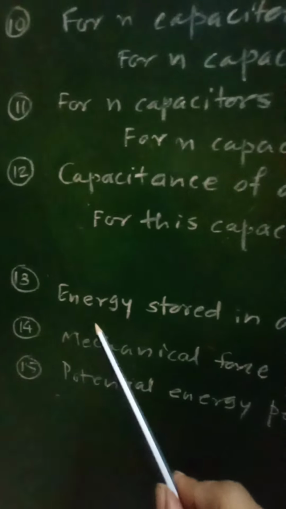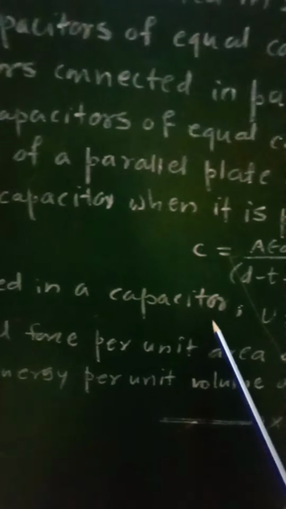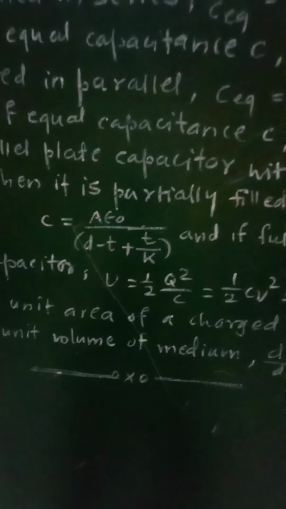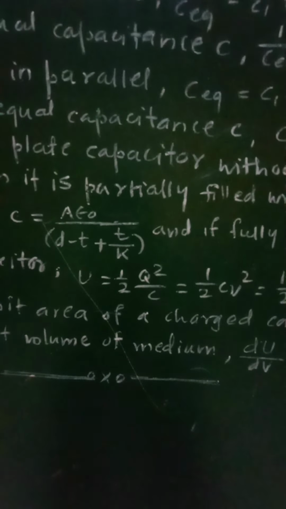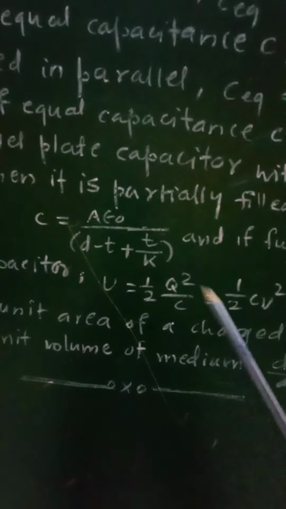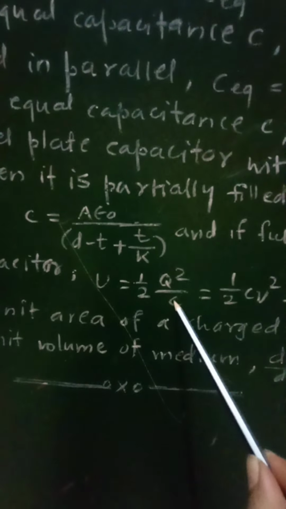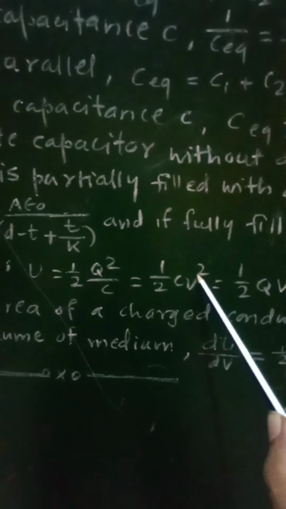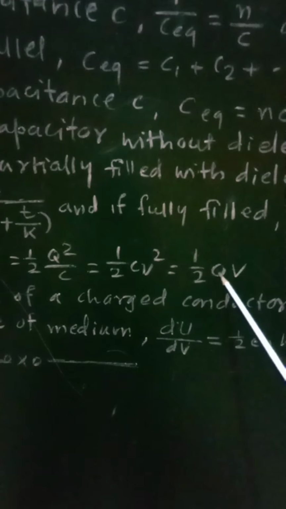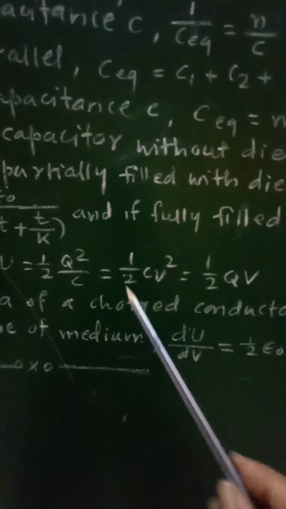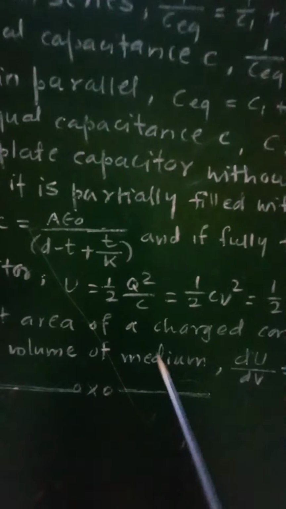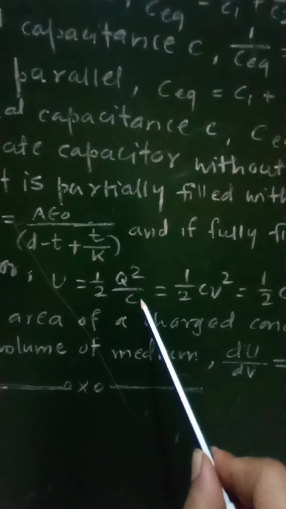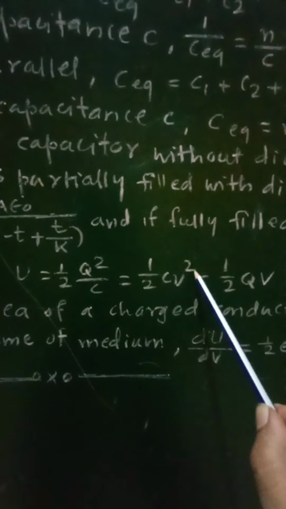Then the 13th formula gives the energy stored in a capacitor. If you consider the parallel plate capacitor, then the energy stored in that capacitor will be given as half Q square by C, or half CV square, or half QV. So the energy stored in the capacitor U is equal to half Q square by C, or half CV square, or half QV.